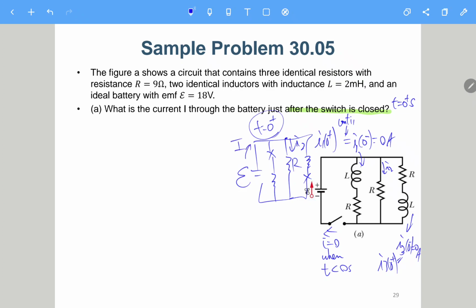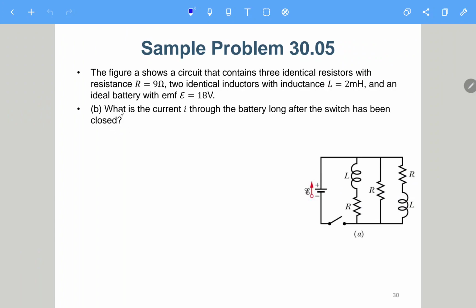So I should be I2. So I should be E over R, which is 18 over 9, which is 2 A. Okay, so this is for the first case. You need to keep in mind that the current of the inductor is continuous. So at t equals 0 plus, which means just after the switch is closed, there shouldn't be current going through this path or this path. Only current going through the middle path.